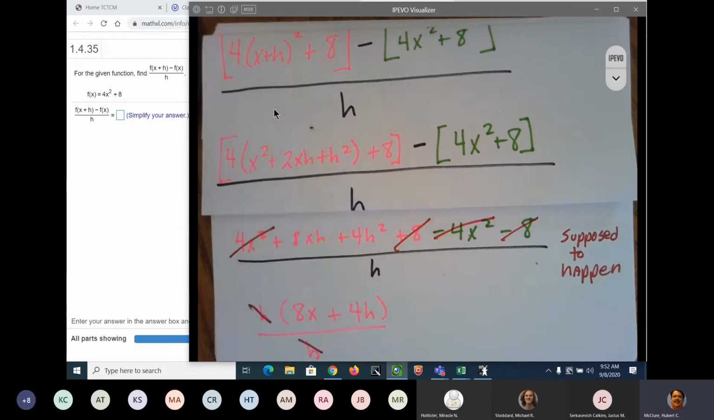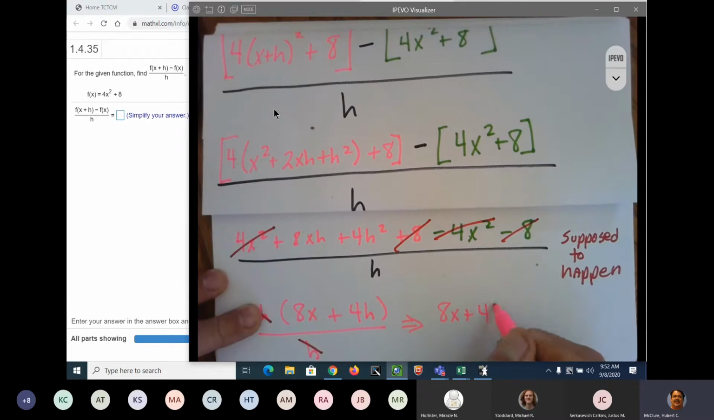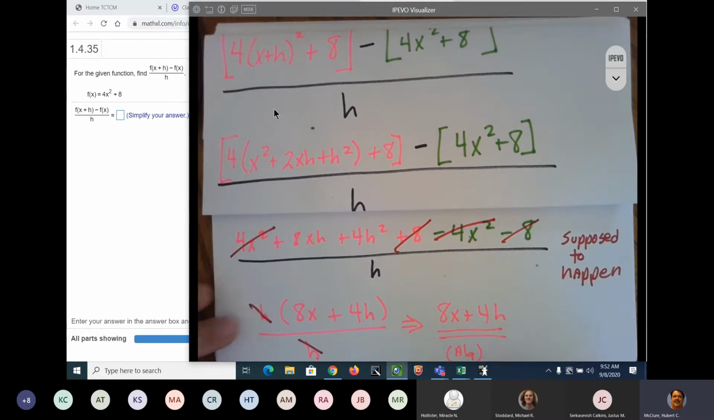So your final answer for algebra is 8x plus 4h. Now, that's your answer for algebra. In calculus, you're going to get rid of that h term because it's going to go to 0, and you're going to be left with 8x, which is the derivative of the original function. Now, I'm just telling you that for your information. For some of you that had pre-calculus, you know what I'm talking about with the derivative. Okay? But this is the answer. This is the algebraic answer.